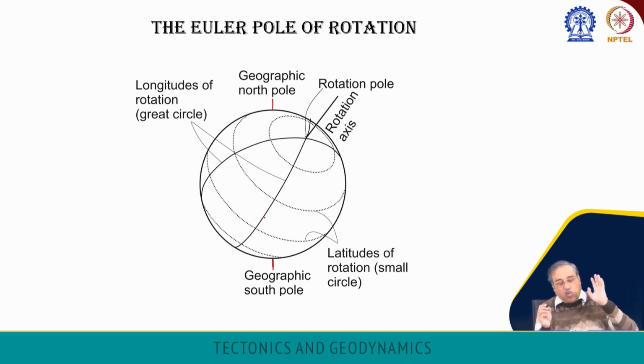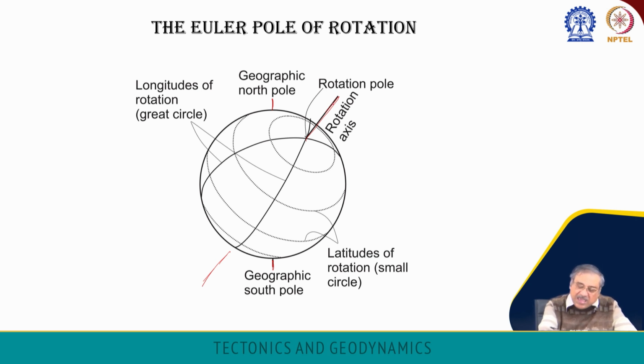Now, what Euler's theorem actually states is that any motion of any point on the surface of a sphere you can actually consider to be a rotation about an imaginary axis. That imaginary axis, in this diagram, is this one here, and you can consider it to come out of the other side of the Earth on this side here.